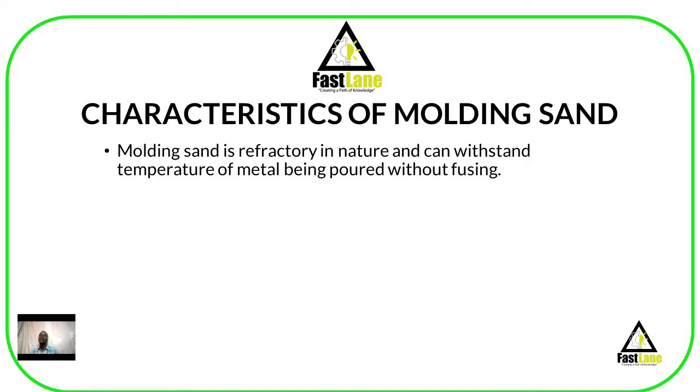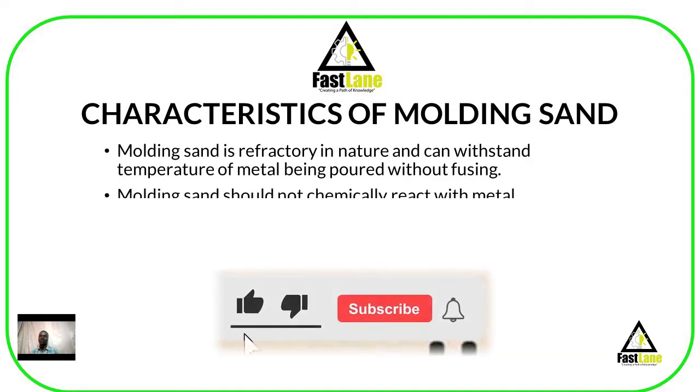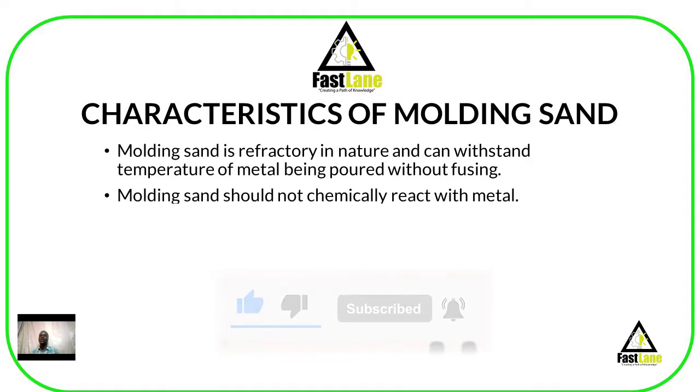Refractory in nature in that it can withstand temperatures of molten metal, because we know we are going to be dealing with molten metal, so we have to make sure that our molding sand is refractory in nature such that it does not fuse when molten metal is poured into the mold cavity. Then molding sand should not be chemically reactive to the metal we are going to be casting.